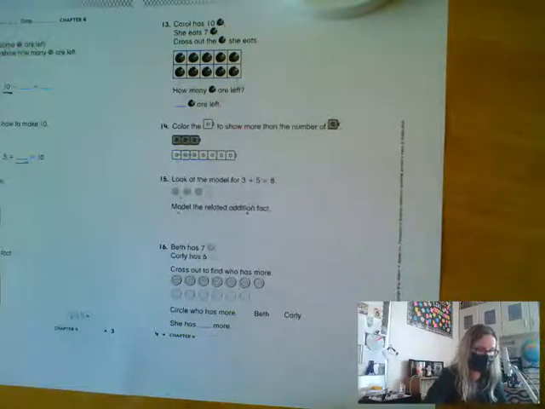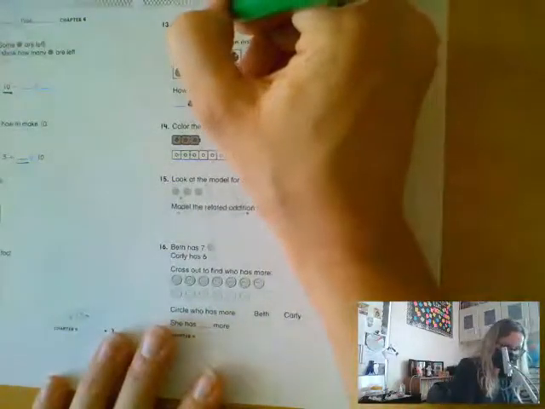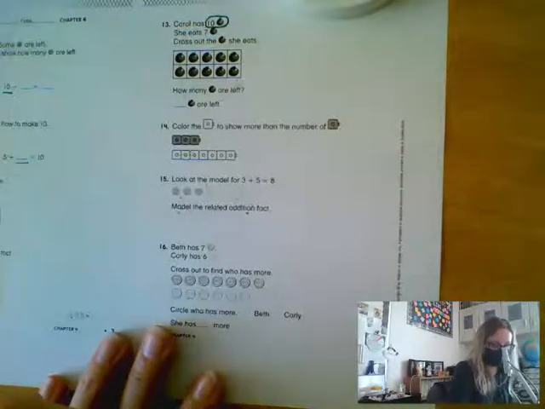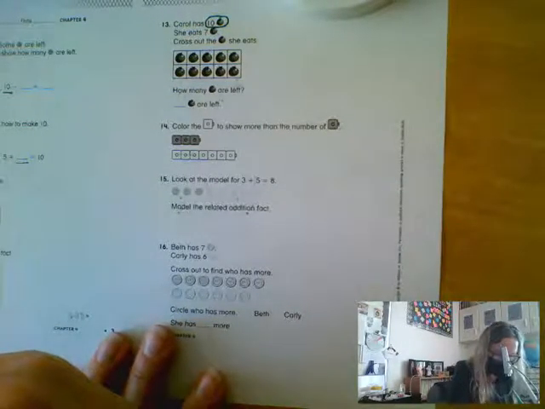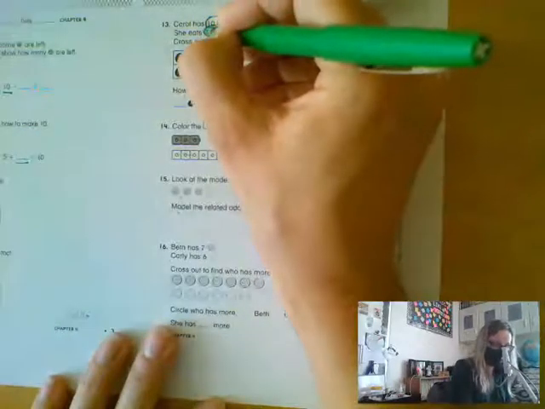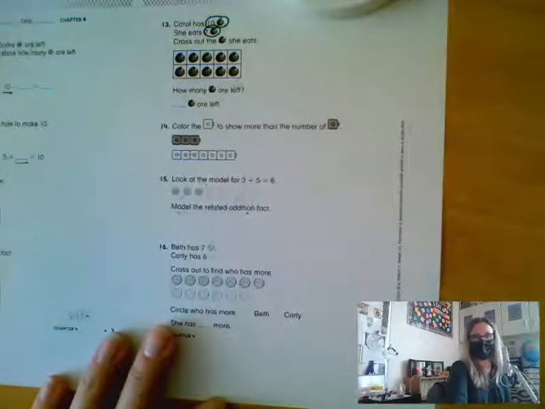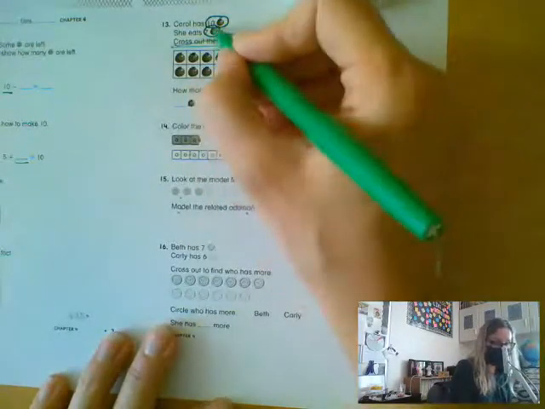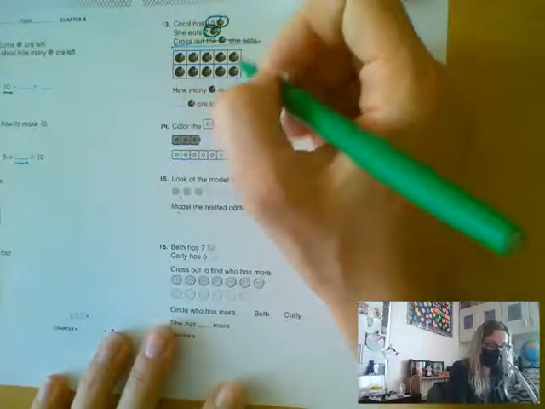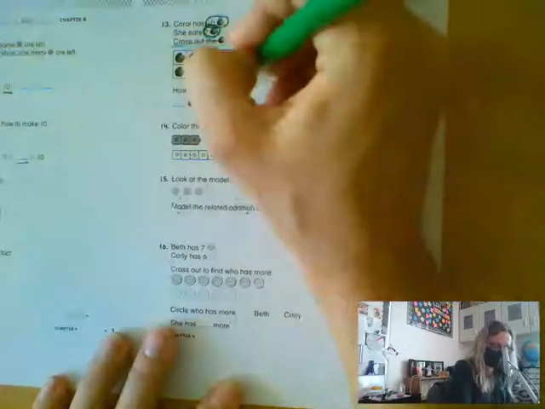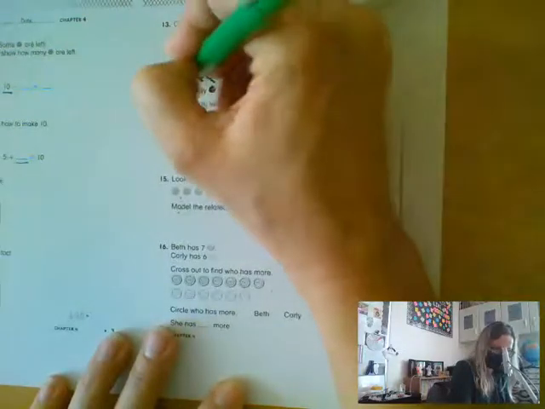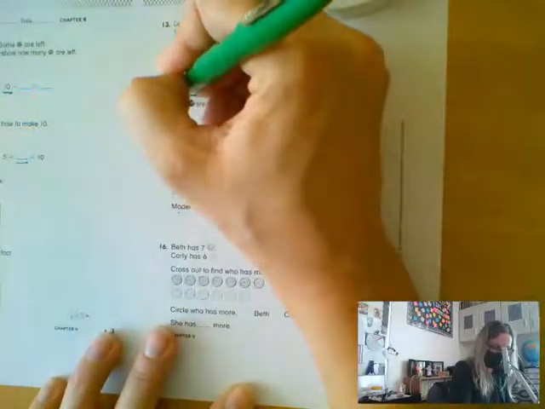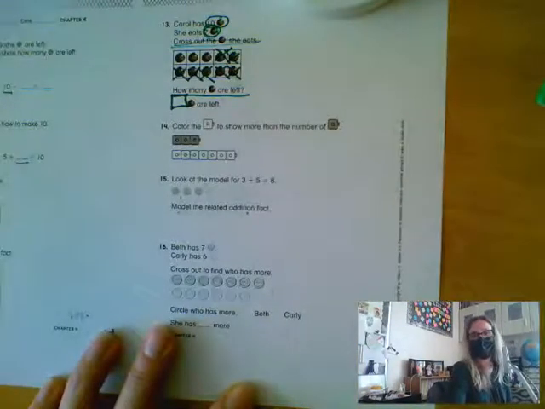Number 13 says Carol has 10 tomatoes. Everybody circle 10 tomatoes. Oh, you think they're blueberries. Maybe they're blueberries. Okay, they're blueberries. She eats 7 blueberries. Yum, yum, yum, yum, yum. It says cross out the blueberries she eats. So how many does she eat? 7. So how many are you going to cross out? 7. 1, 2, 3, 4, 5, 6, 7. And then it says how many are left. Put that answer on this line. How many blueberries are left?